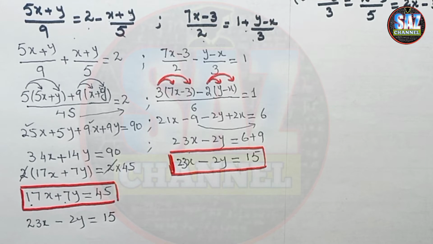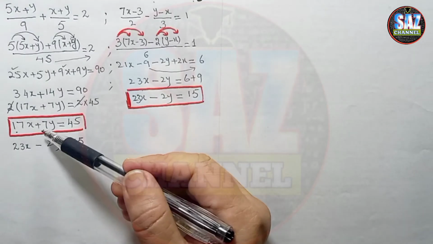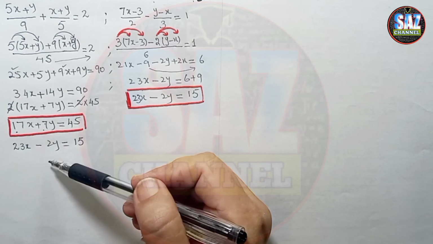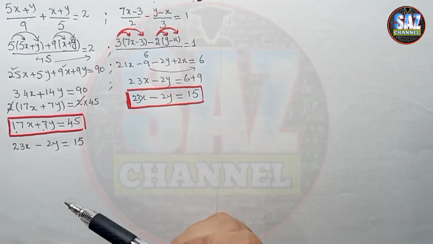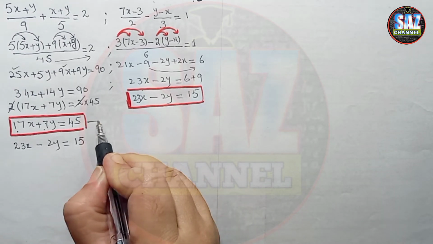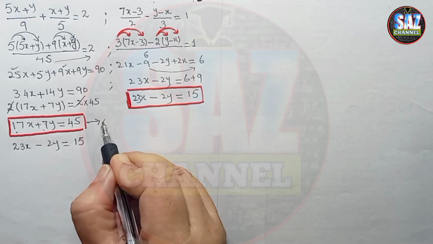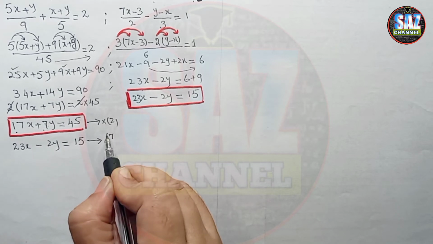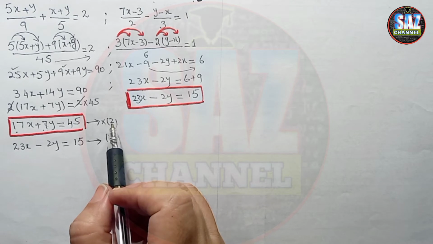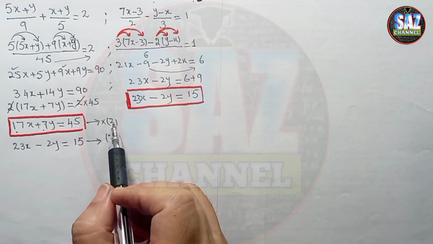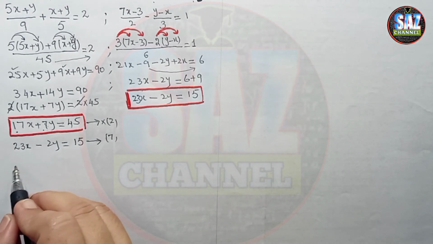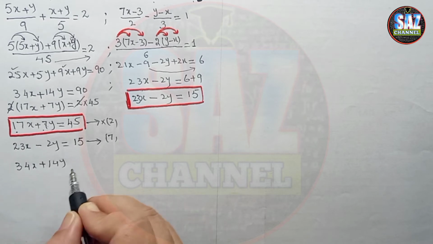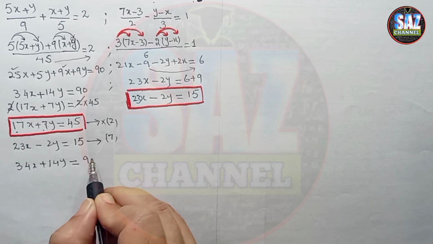I'll be preferring the elimination method. In order to balance the coefficients, y has the smaller coefficients, so I will take the LCM of the y coefficients, and the LCM will be 14. So in order to balance the coefficient of y, I will multiply this equation by 2 and this equation by 7. Let's quickly and carefully multiply both sides of the first equation by 2. This will become 34x + 14y = 90.